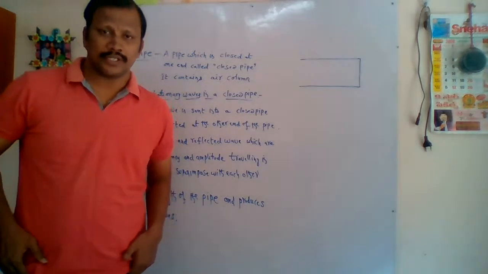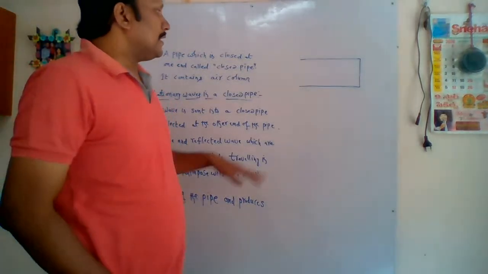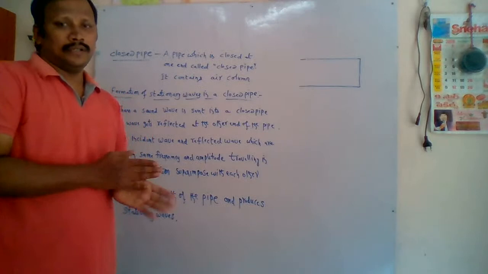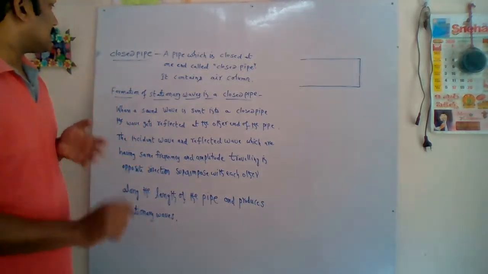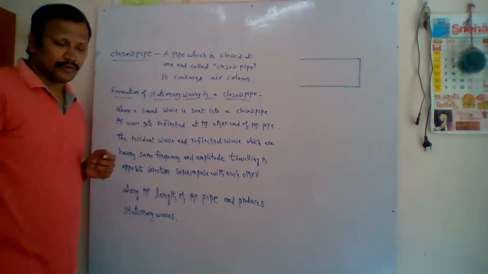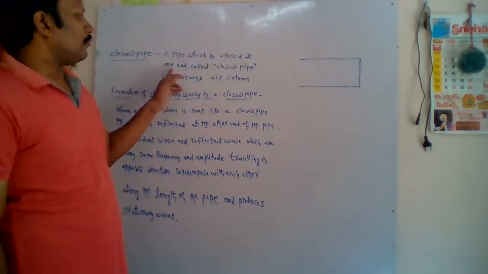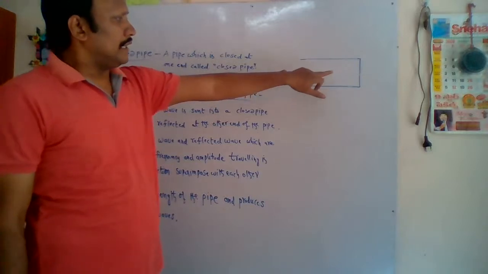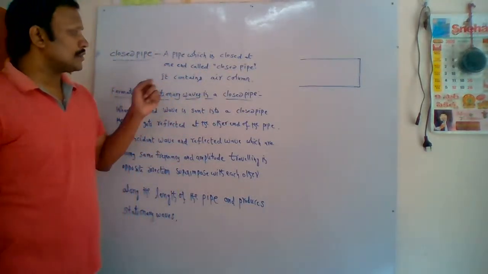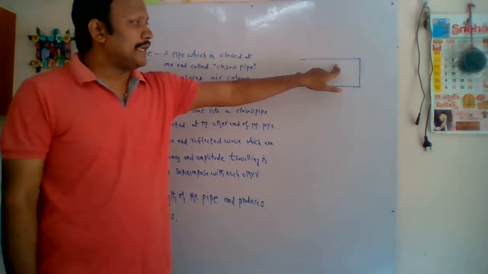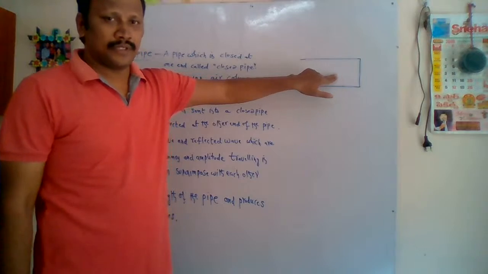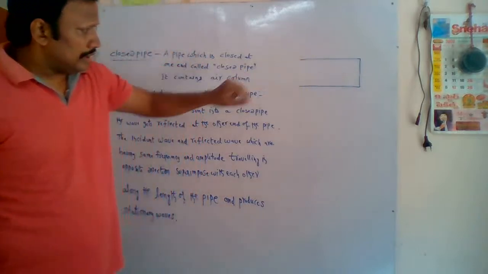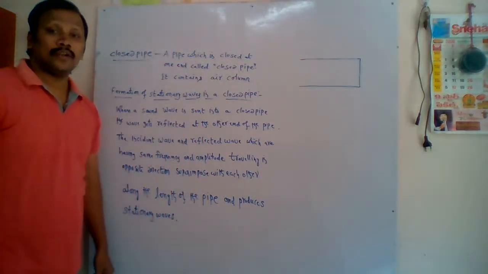Okay, now, so very important question. Explain the formation of stationary waves in a closed pipe, and finally you have to derive the frequencies. First, how to define a closed pipe? A pipe which is closed at one end is called a closed pipe. One side open and another side closed. This pipe consists of an air column, the empty space. So this closed pipe contains an air column.